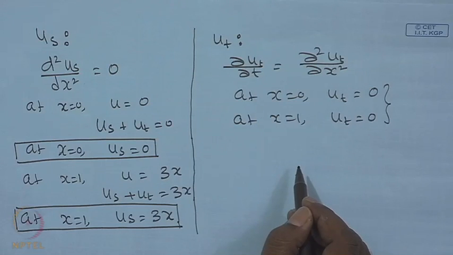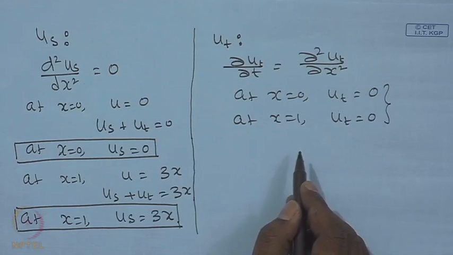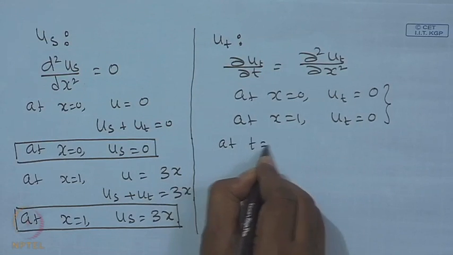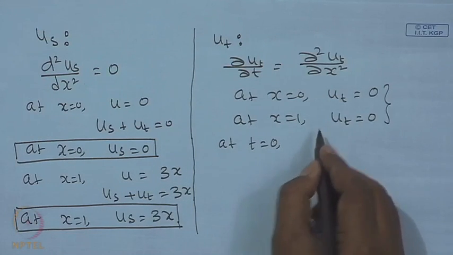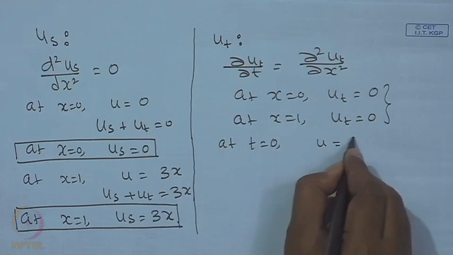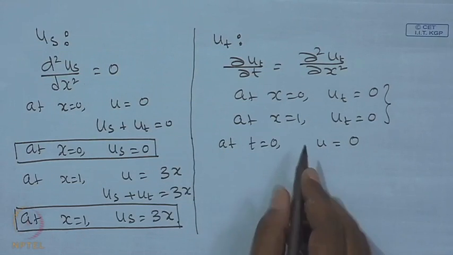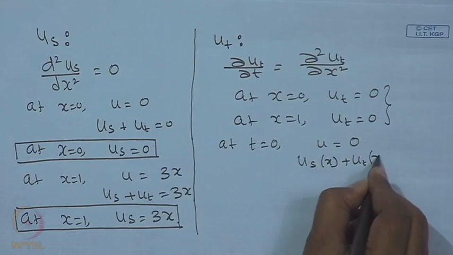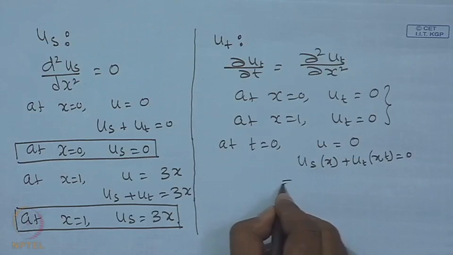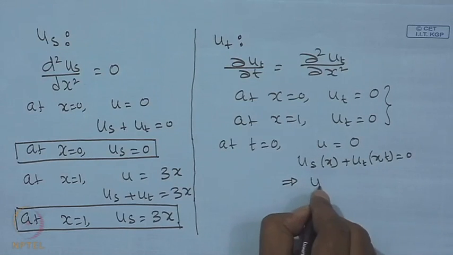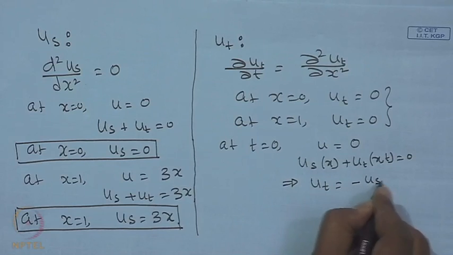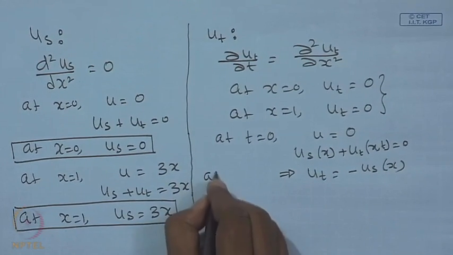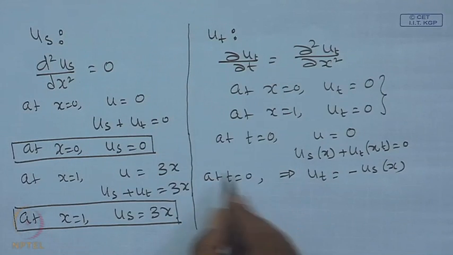Now, next we find out what is the initial condition of this problem. So, let us go back to the initial condition of the mother problem. The mother problem had u is equal to 0. So, we put u is equal to u_s, which is a function of x, and u_t, which is a function of x and t both. So, therefore, at t is equal to 0, u_t becomes minus of u_s(x). So, therefore, this is the initial condition for the time varying part.